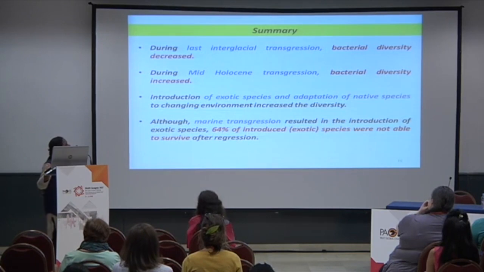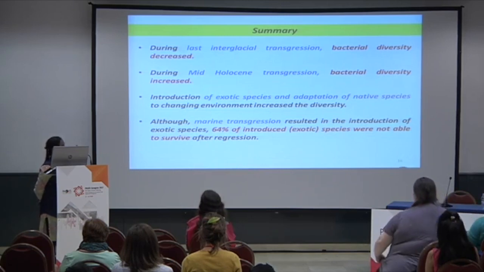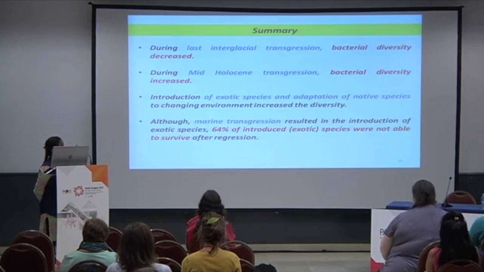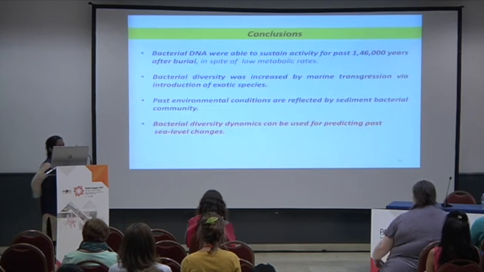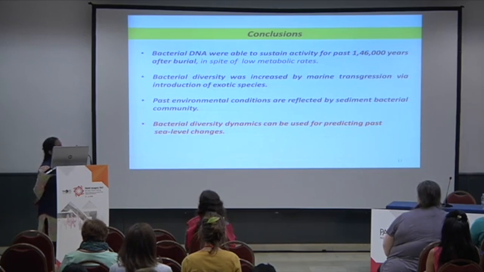To summarize, during the last interglacial transgression, bacterial diversity decreased, and during the mid-Holocene transgression, bacterial diversity increased. The introduction of exotic species and adaptation of native species to the changing environment increased the bacterial diversity. Although marine transgression resulted in the introduction of exotic species, 64% of the species were unable to survive after regression. To conclude, bacterial DNA was able to sustain activity even after 146,000 years in spite of low metabolic rates, and bacterial diversity increased by marine transgression through introduction of exotic species.